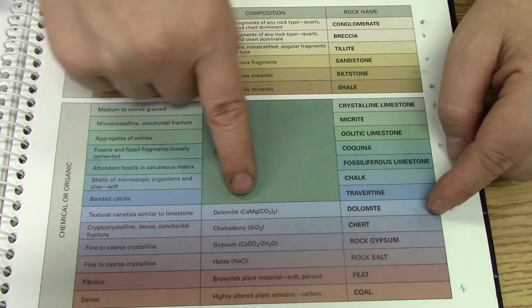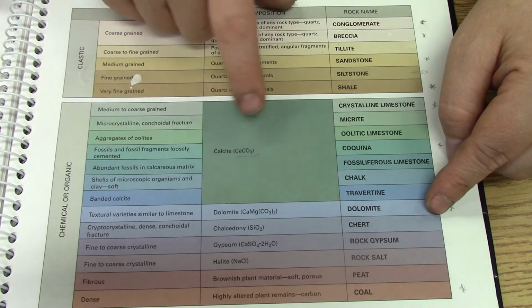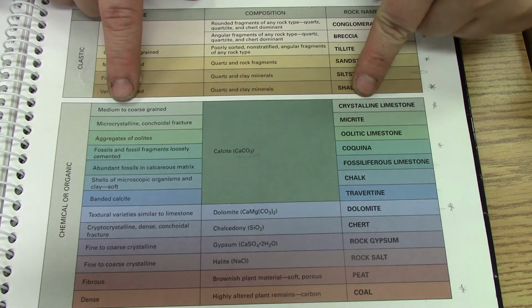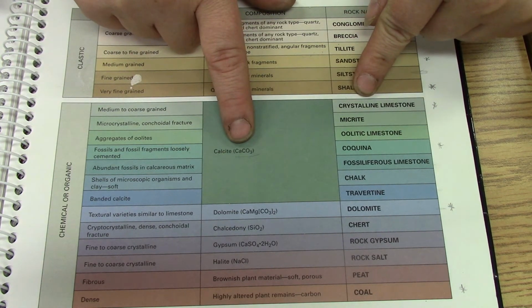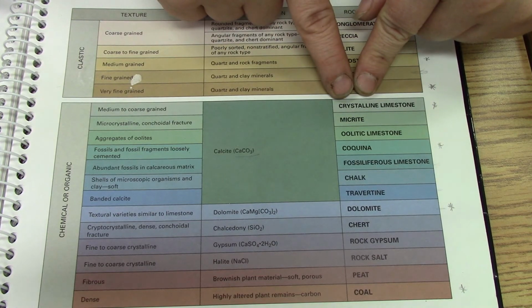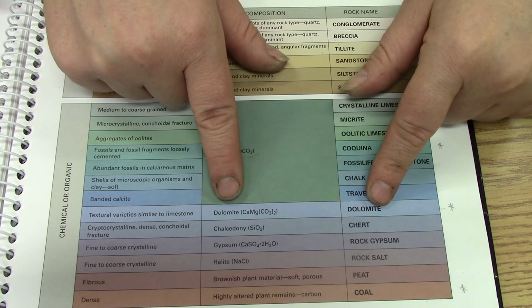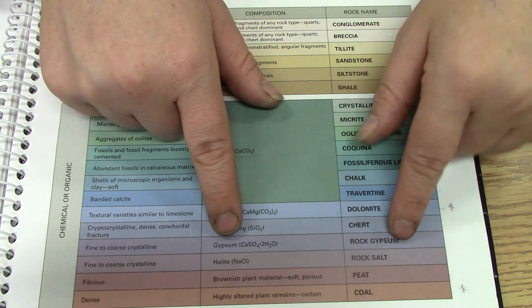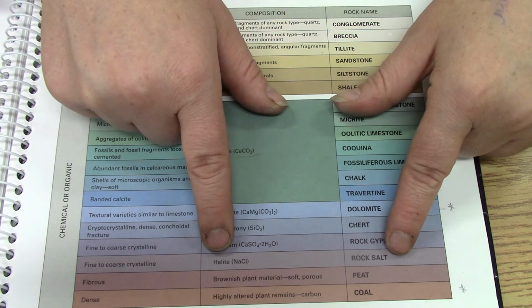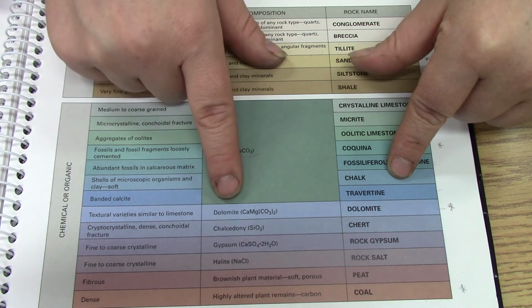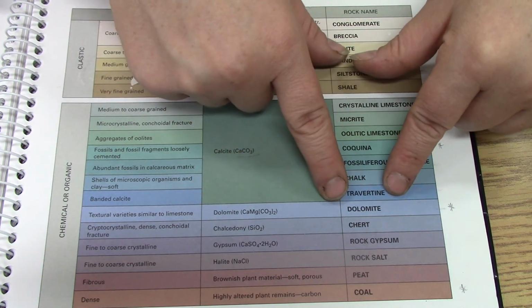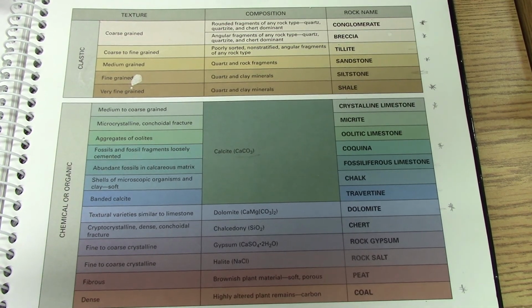Then when we move down, we have different chemical structures, but it's created the same way the crystalline limestone is, where the calcium carbonate is dissolved and then reformed into limestone. That's how dolomite and chert and gypsum and halite all are formed, where these minerals are dissolved and then reformed. So that's it for sedimentary rocks.